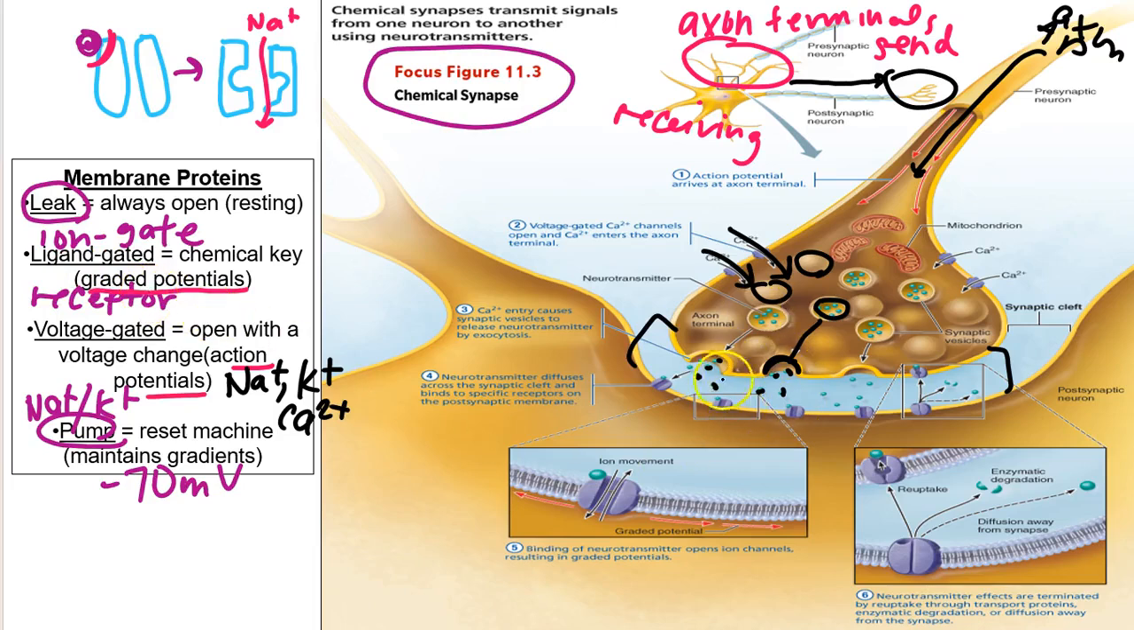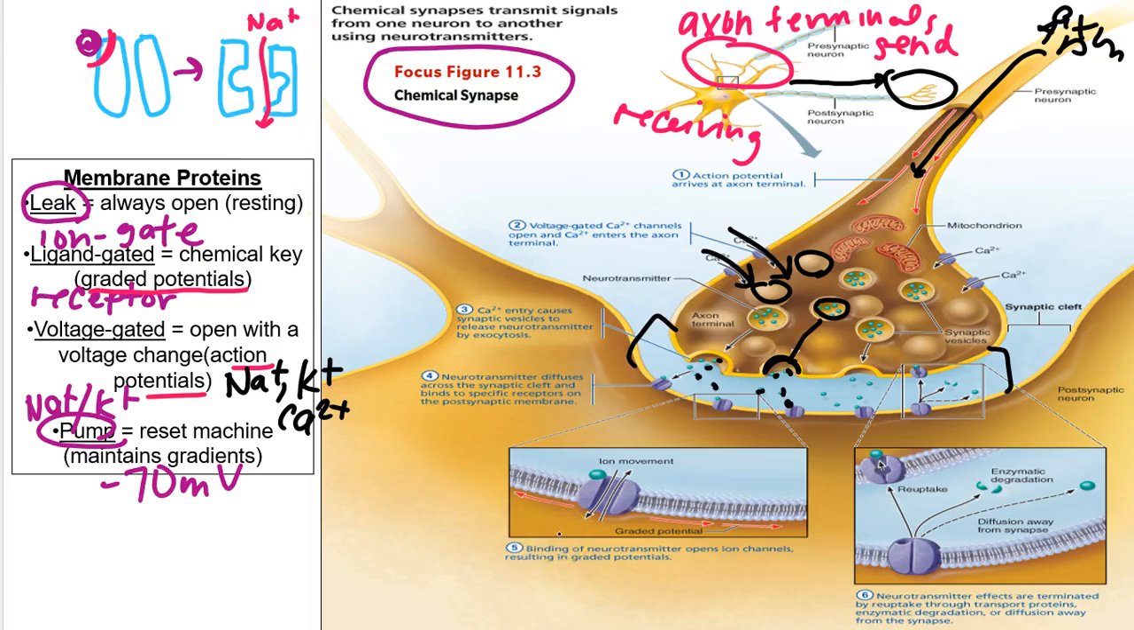So what's going to happen is we have these different ligand-gated channels here, and the neurotransmitter is going to bind to a ligand-gated channel on the postsynaptic neuron, okay? Once it actually binds to that particular ligand-gated channel, it's going to open other ion channels or allow other ions to now come through, okay?